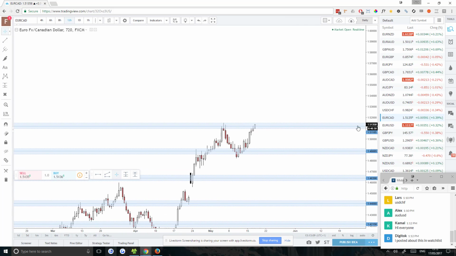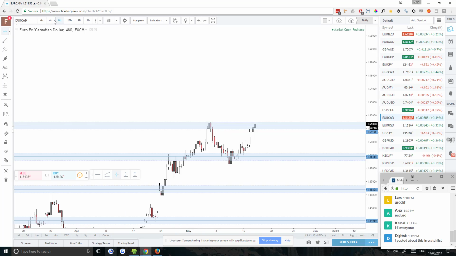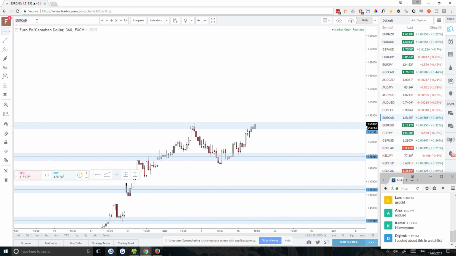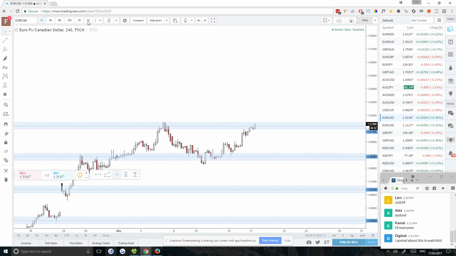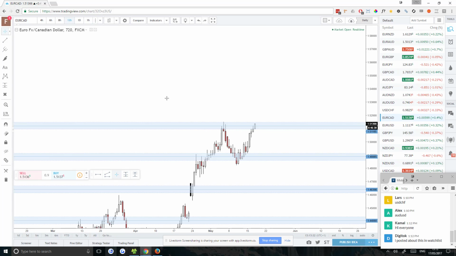So EURCAD is sitting on this new resistance area. And I don't know, it's not really stalling. Maybe it is. Maybe it is a little bit. So stalling on resistance, let's keep a close eye on it. Let's see what happens with EURCAD.